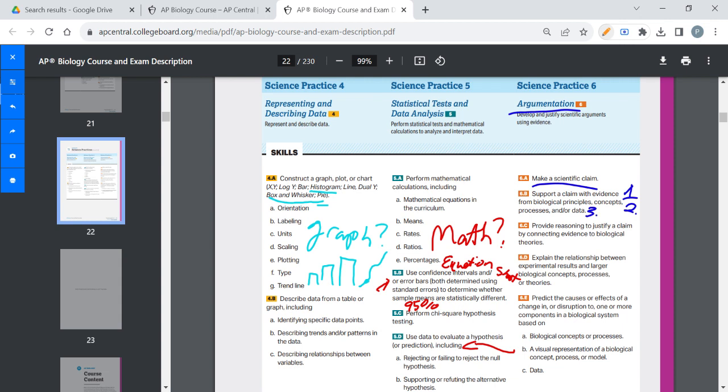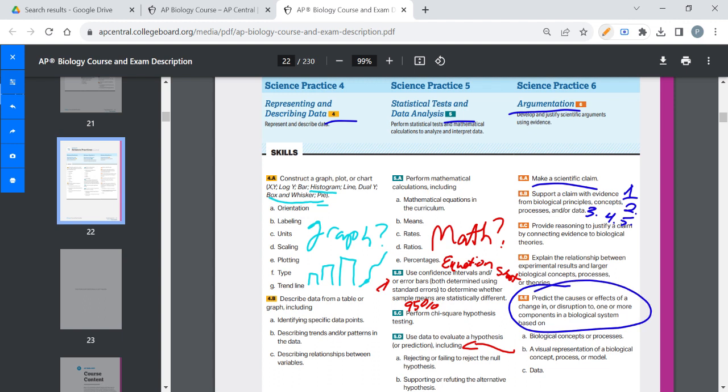Can you set up an experiment or say that this experiment wasn't right because it lacked a control group or something like that? Can you do your graphs? Can you represent it, or can you do your statistical tests? That's basically what argumentation is. It's using all these other skills that we were talking about in order to form an argument, right?